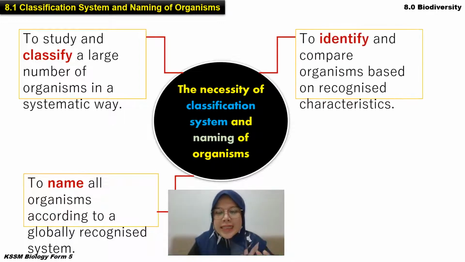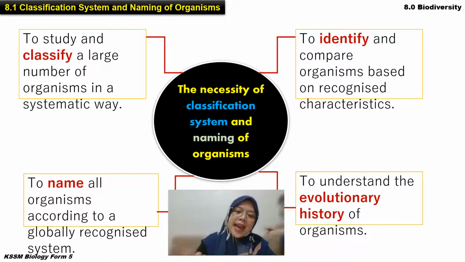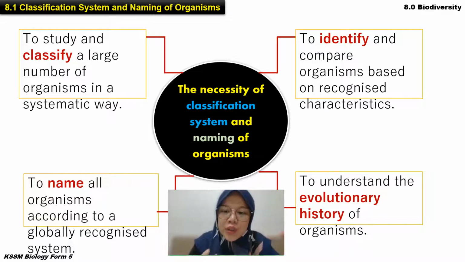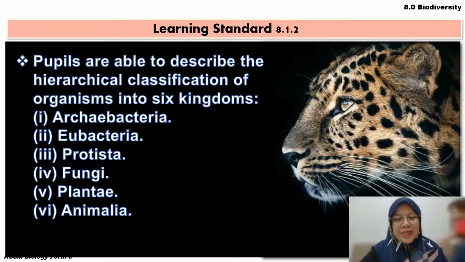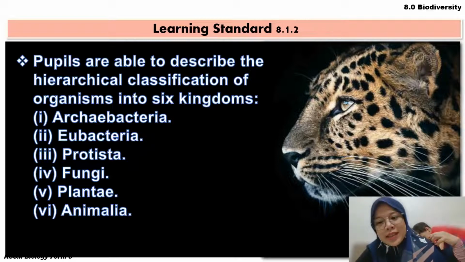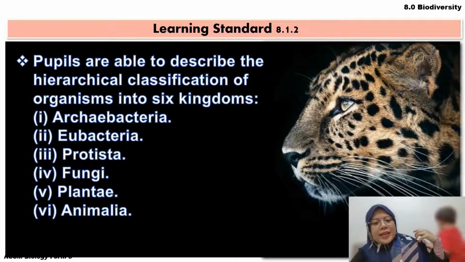Okay, and then next, to identify and compare organisms based on recognized characteristics. And last one, to understand the evolution history of the organism. Okay, next. Second learning standard. You are able to describe the hierarchical classification of organisms into 6 kingdoms. Okay, ada 6. Okay.